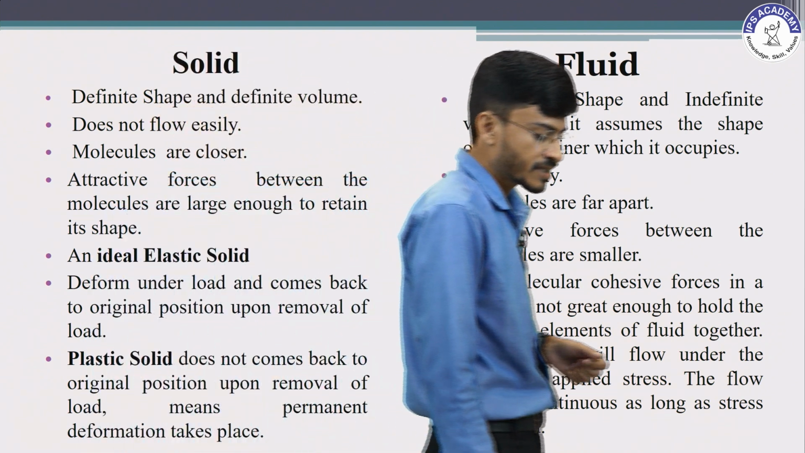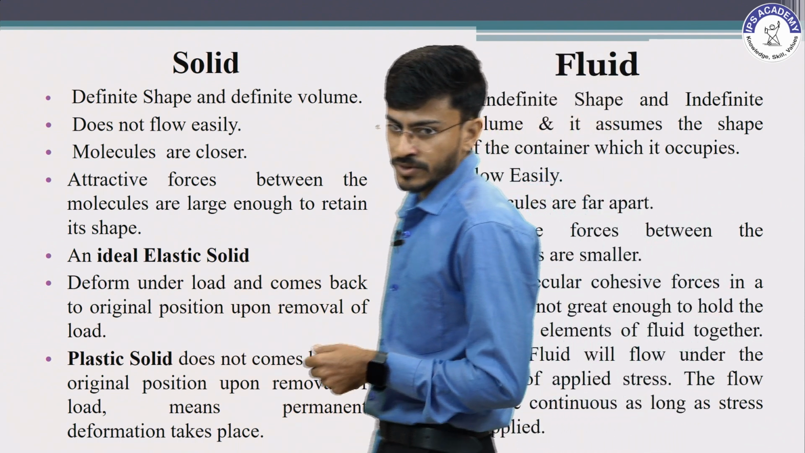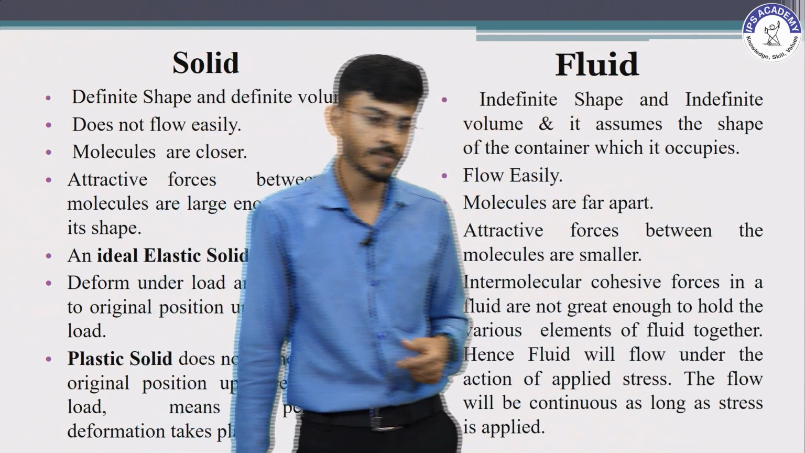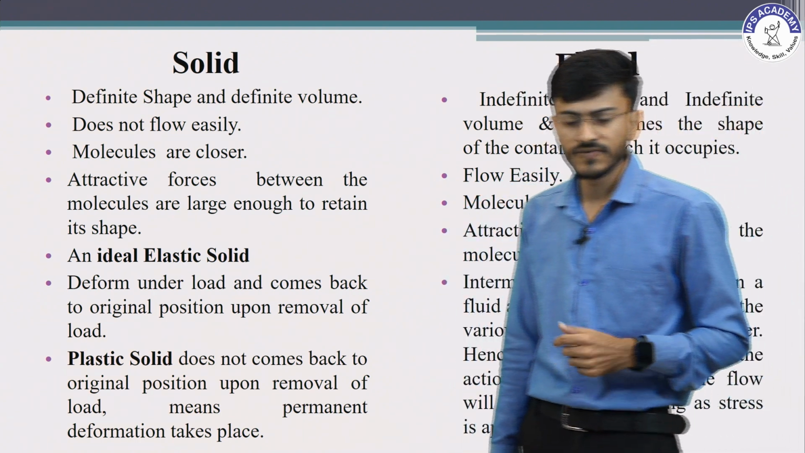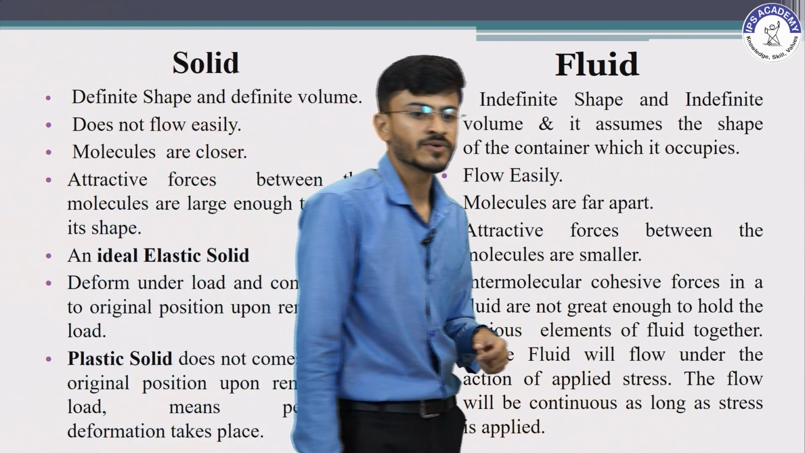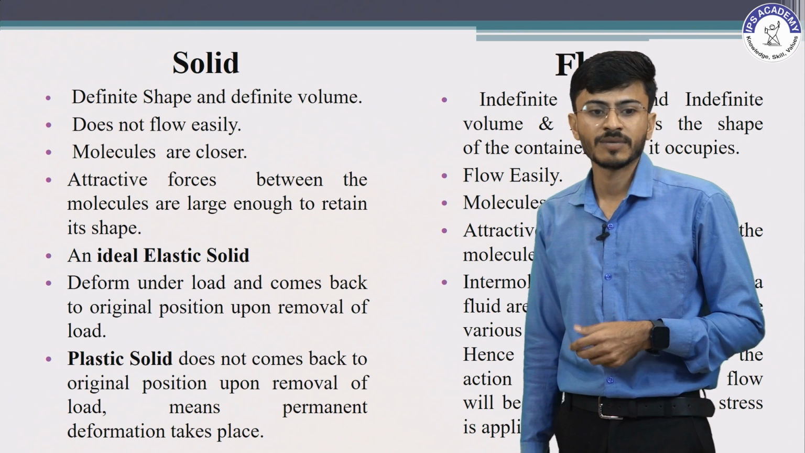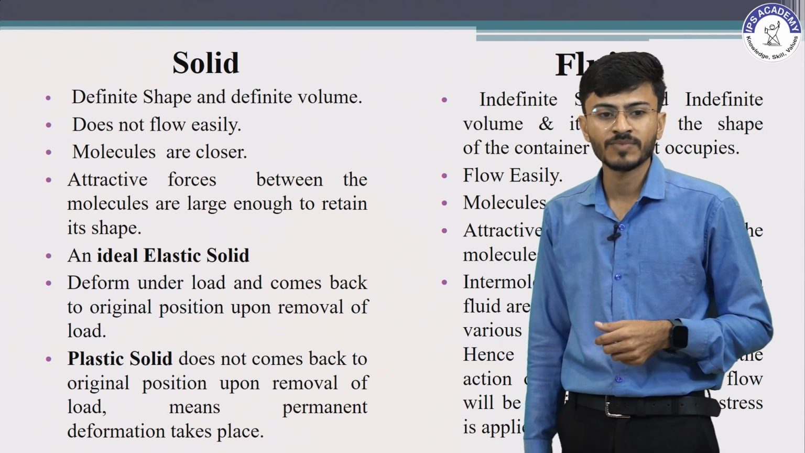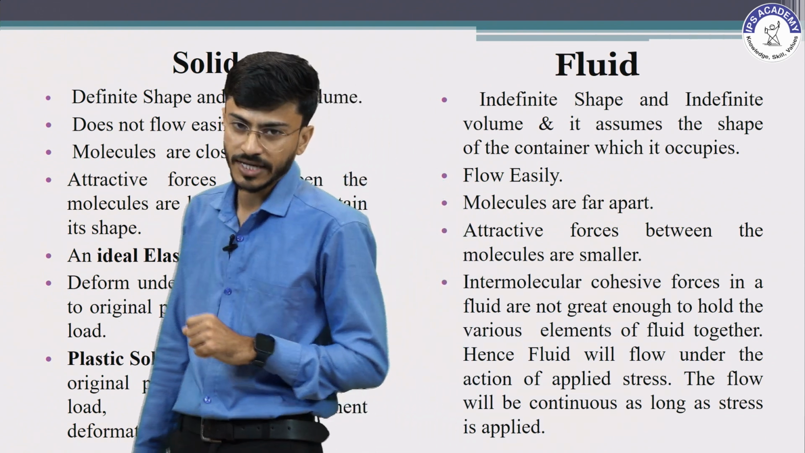But some materials are completely plastic solids. After applying the load, they remain in the position where we leave them after applying the force. So a plastic solid does not come back to its original position upon removal of the load, which means permanent deformation takes place in the plastic solid. Whereas in elastic solids, permanent deformation does not take place.